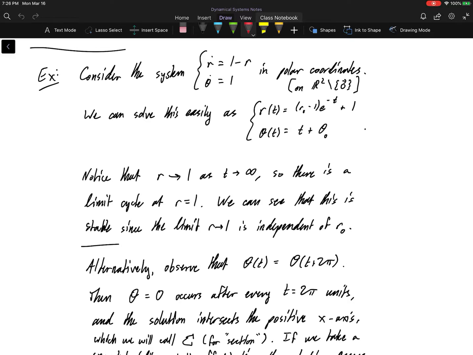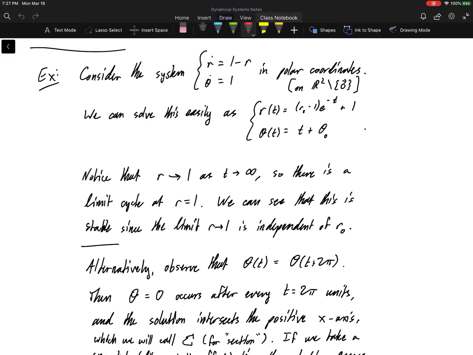And I'm specifically leaving off the r equals 0 component of this system because that's going to be a little bit cumbersome to deal with. You'll see why in a minute. But I digress. In polar coordinates, we can actually solve this system explicitly. It is perfectly decoupled, and we can use some separation of variables to solve this explicitly for r, and even more simply, solve for theta. And you can verify this, right? The solution is going to be (r0 minus 1) times e to the minus t plus 1 for r of t. And for theta of t, it's just going to be linear. It's going to be t plus some offset phase, theta 0.